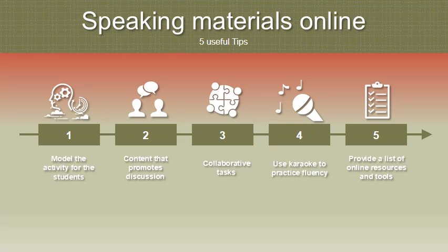Number 5, provide a list of online resources and tools. For example, you can recommend the students to use Google Translate if they want to verify the pronunciation of a word, or they can use WordReference to check the meaning of a word, or if they want to check the phonetic transcription of the word. So different resources are there for them to use. You need to provide that list of resources to them so they can take advantage of being online.